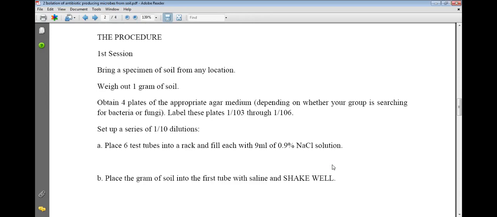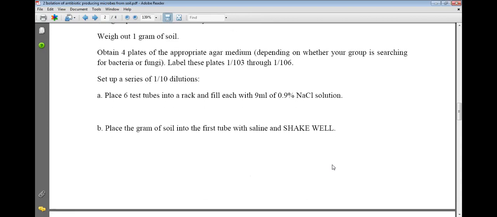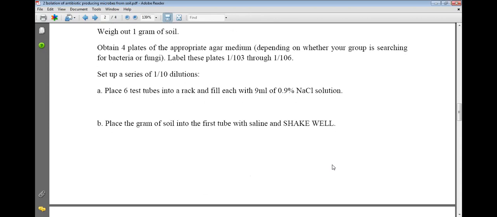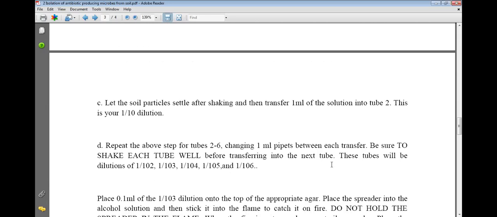Set up a series of 1 to 10 dilutions. Place 6 test tubes into a rack and fill each with 9 ml of 0.9% NaCl solution. Then shake it well, and let the soil particles settle after shaking. Then transfer 1 ml of solution into the second tube. Then further we continue this process up to the 10 dilution.